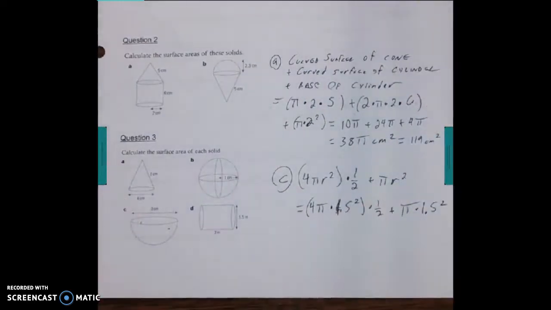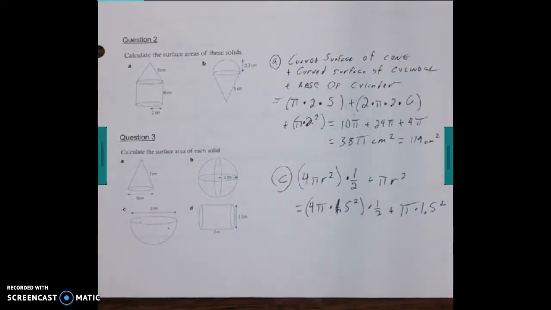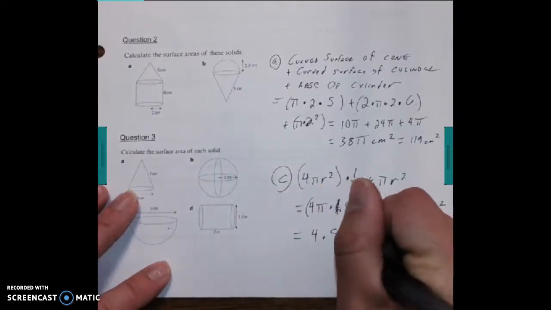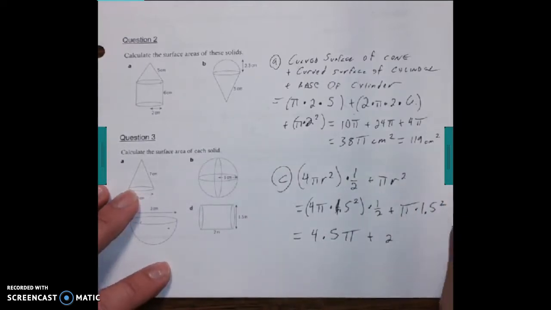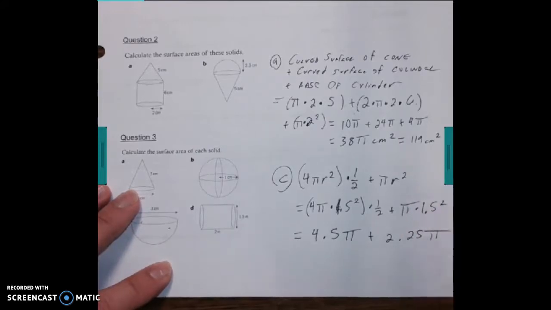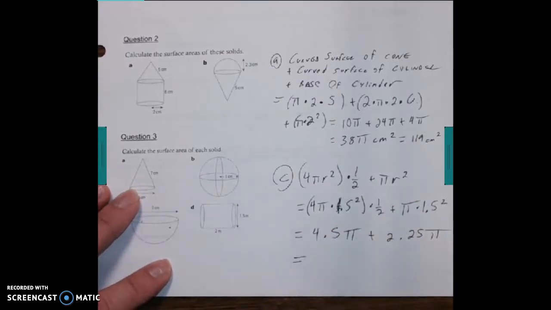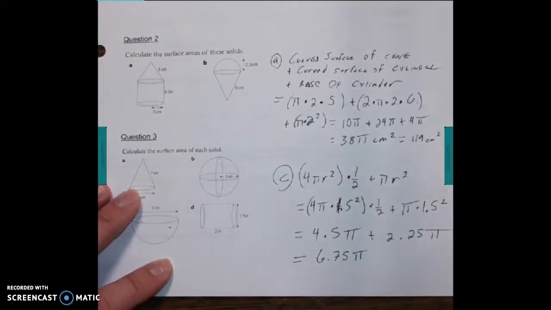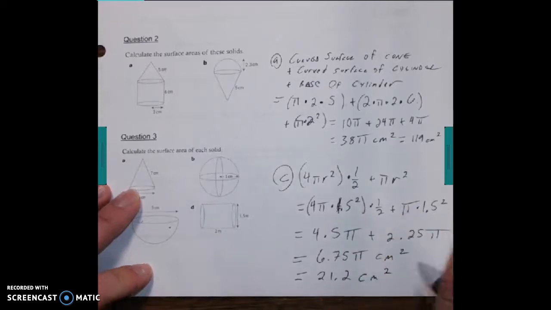So if I do 1.5 squared on my calculator, I get 2.25. 2.25 times 4 is 9, half of 9 is 4.5. So this whole first part is 4.5 pi plus 2.25 pi. And then when you add those together, that all equals 6.75 pi. And that's going to be in centimeters squared. Now if you want to round that to 3 significant figures, you're looking at 21.2 centimeters squared.